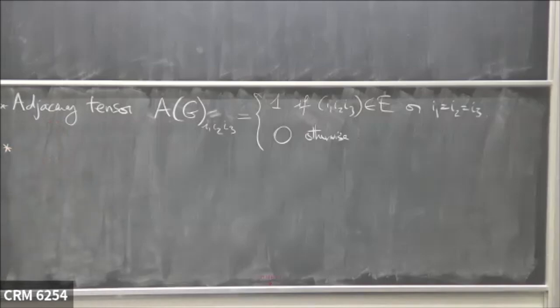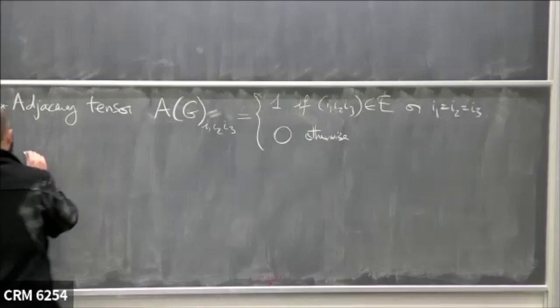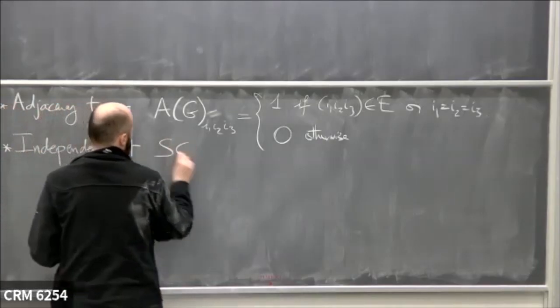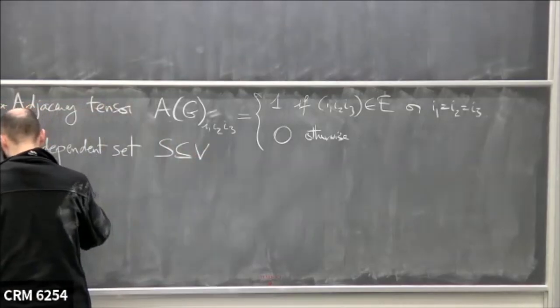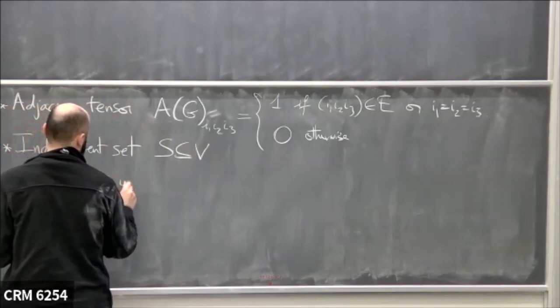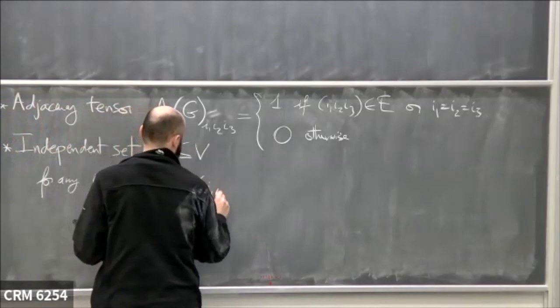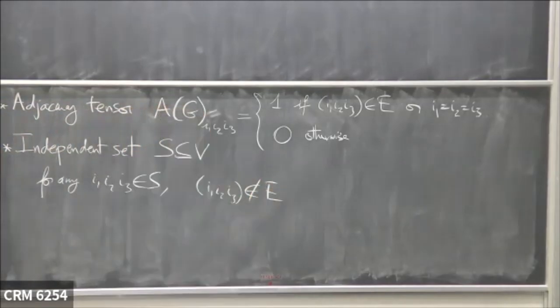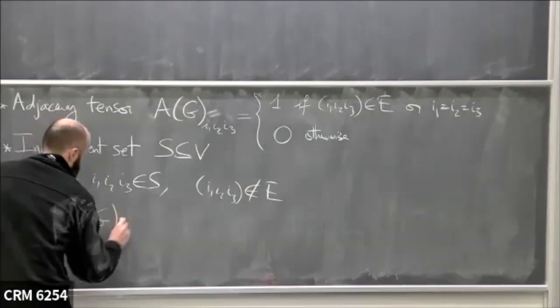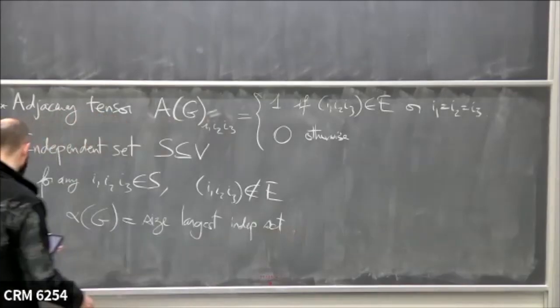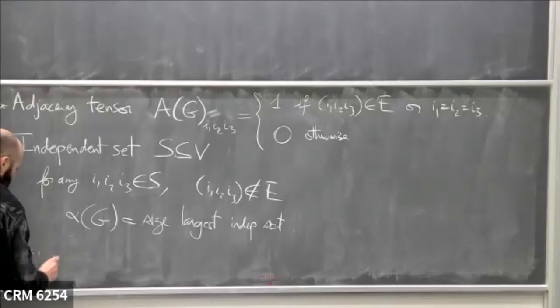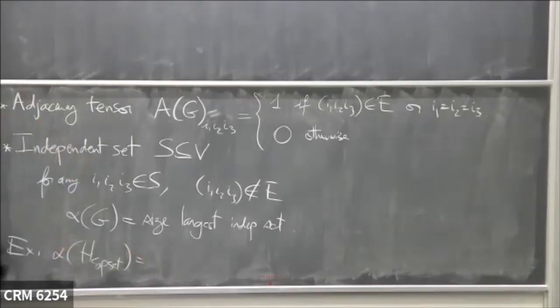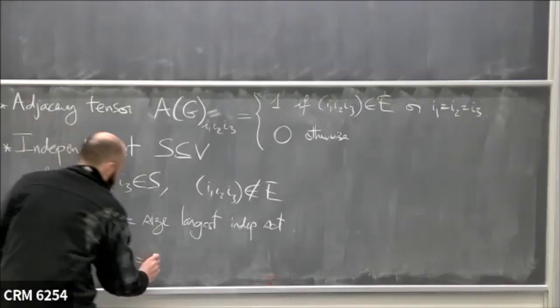Now, an important quantity: the Shannon capacity will be a property related to the largest independent set of a hypergraph. Let me define what I mean by an independent set. This is a subset S of vertices that satisfies the following: for any I1, I2, I3 in S, I1, I2, I3 is not an edge. I use the usual notation alpha of G for the size of the largest independent set. As an example, take alpha for the cap set. If I take any 2 vertices, for example 0 and 1, then this is a valid independent set. Of course, if I take all 3 of them, it's not an independent set. So alpha is 2.